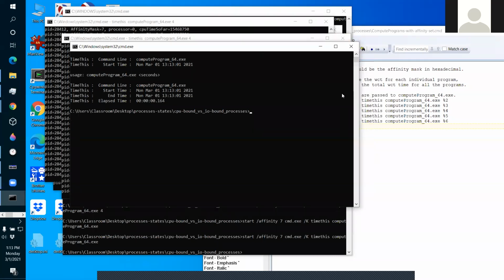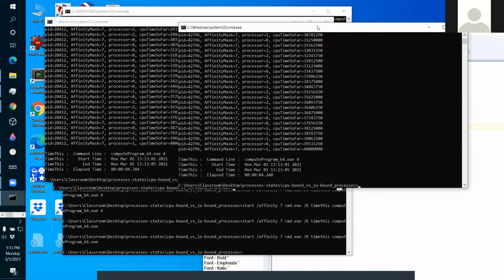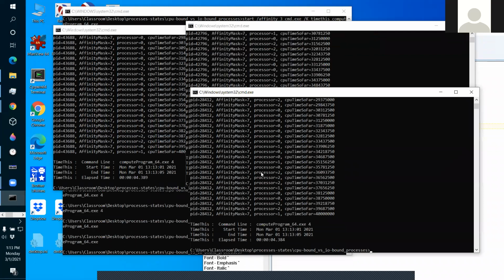There's the one that wasn't used, and there's another one that wasn't used. Okay, it took 4 seconds. See, each one was done in just a little. Now the overhead is because they actually are bouncing around.